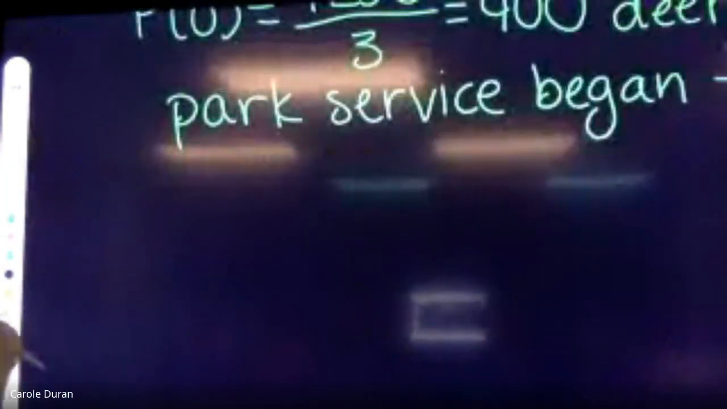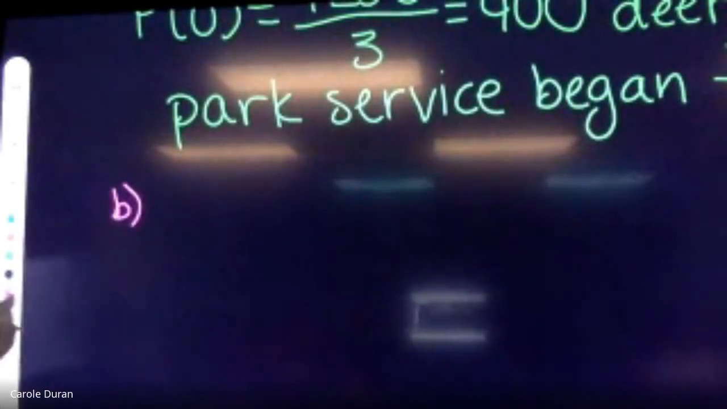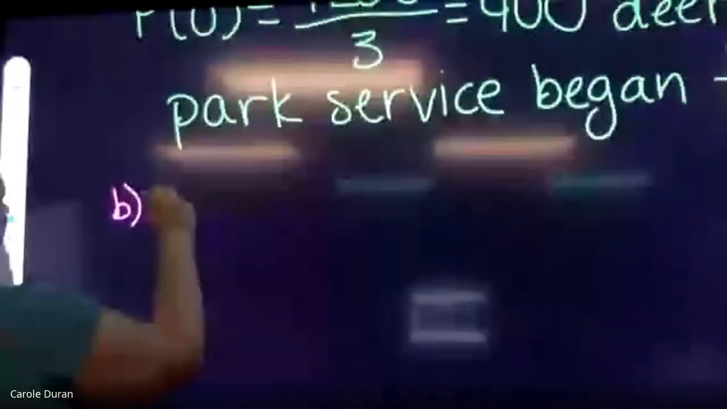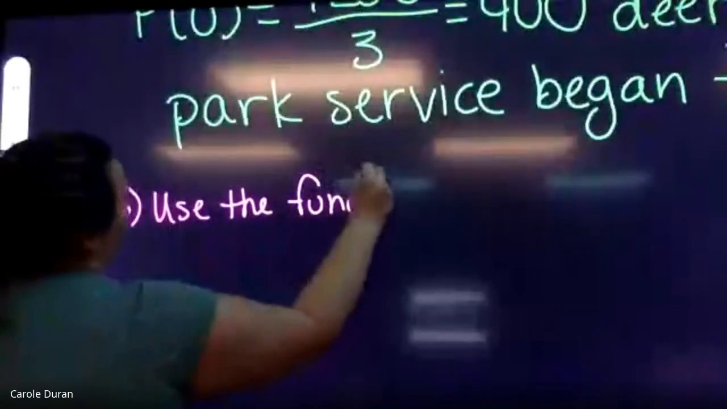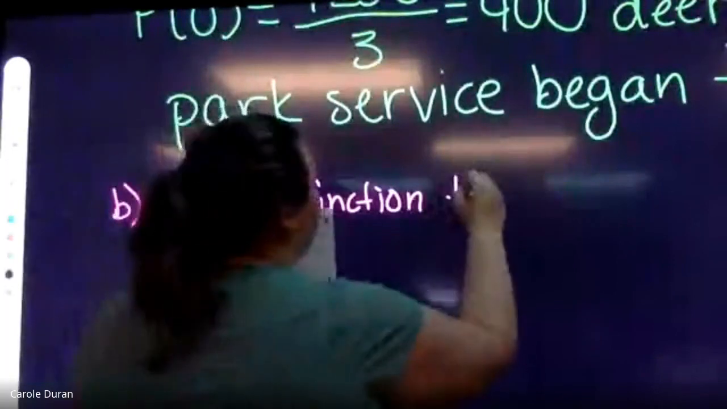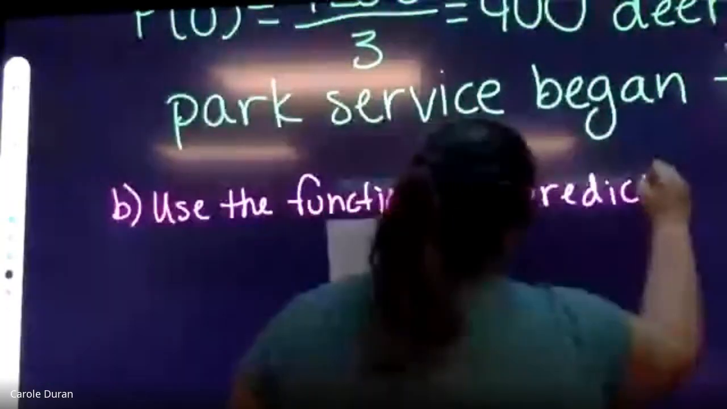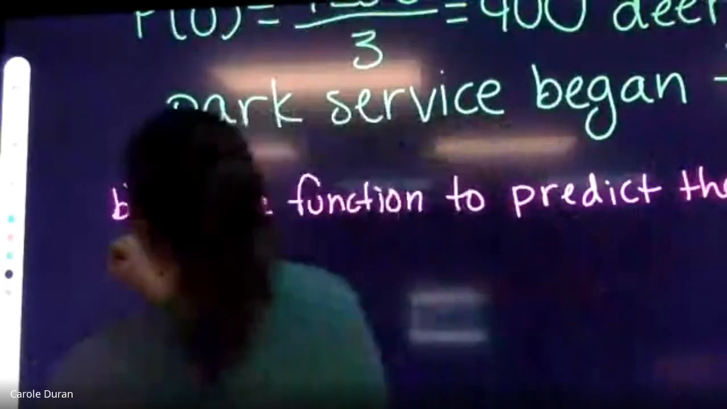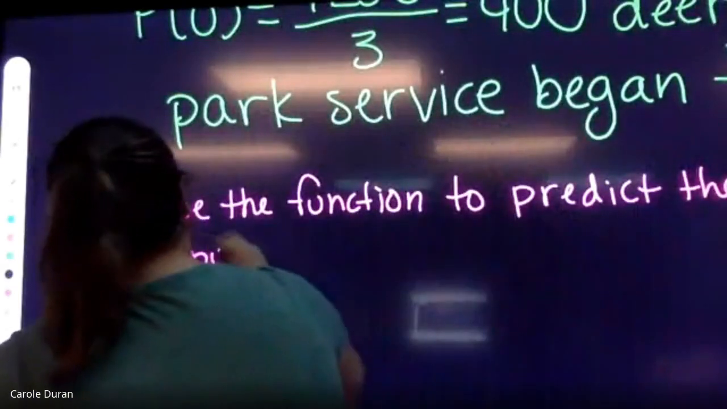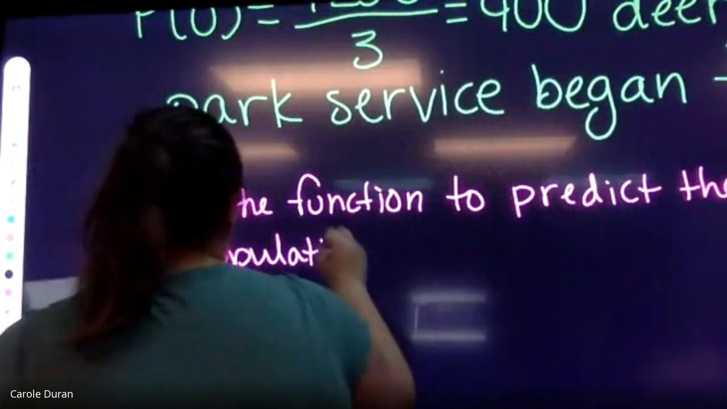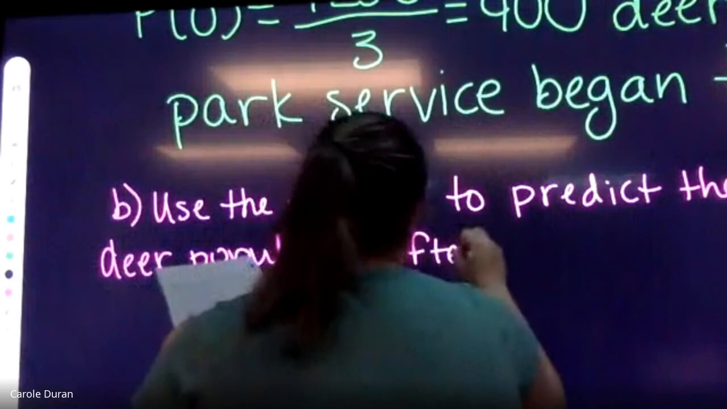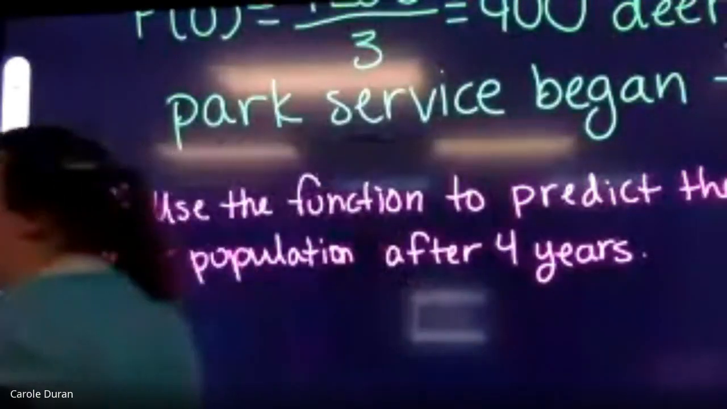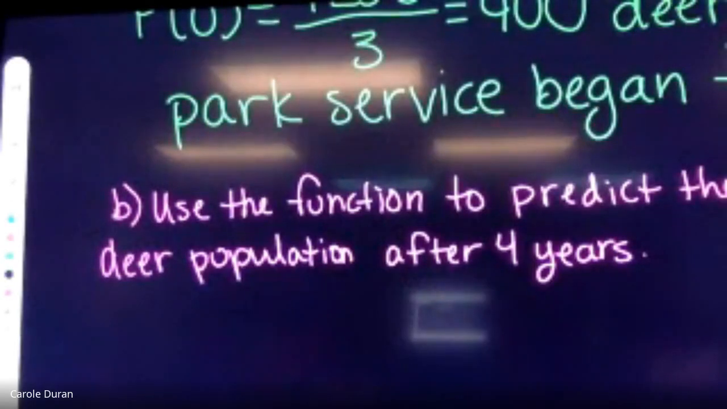Part B asks us to use this function to predict the deer population after 4 years. And we're going to round to the nearest whole number because we can't have half of a deer. We do not count partial deer.